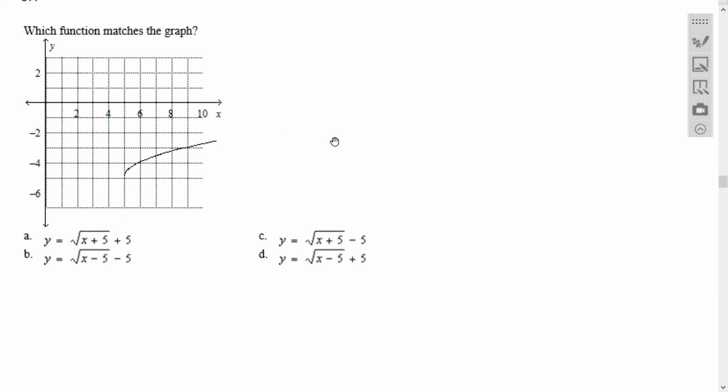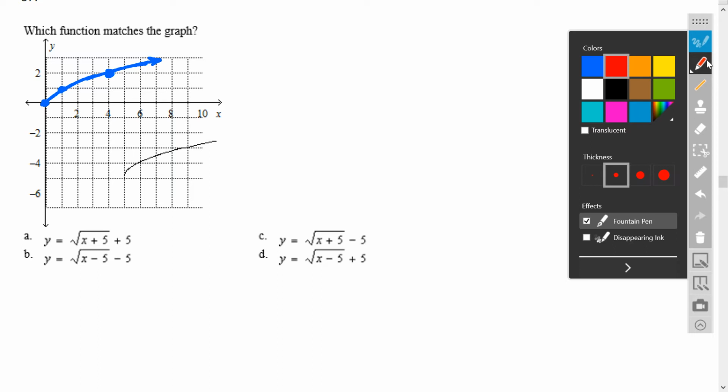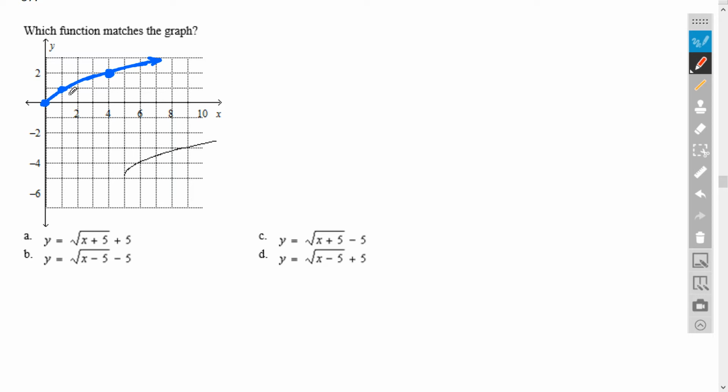Number 37, which function matches the graph? Okay, so there's a couple of ways to do this. The easiest way would be to use transformations, because we know that this is a square root function, and we know that the normal square root function is here, because 0, 0, 1, 1, 4, 2, this is the normal square root function.